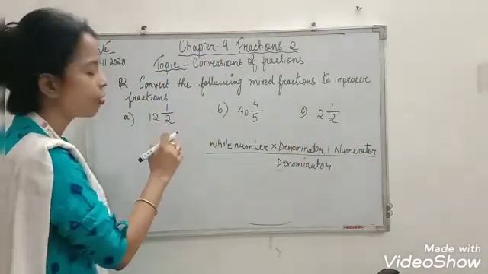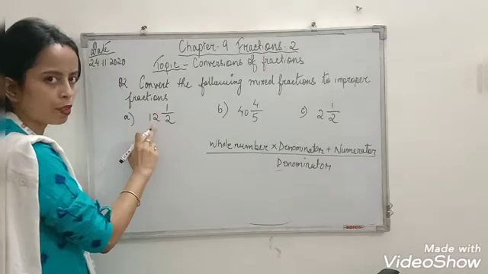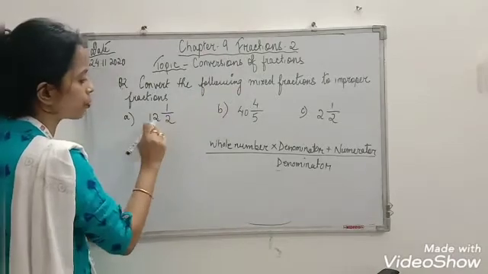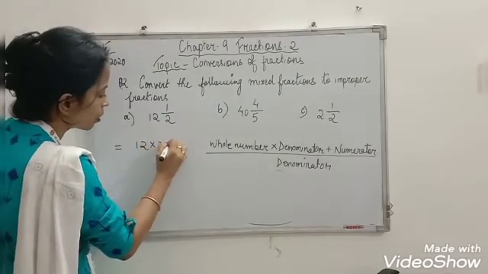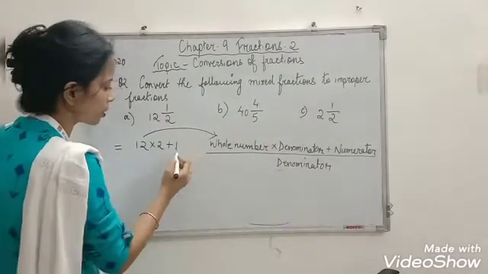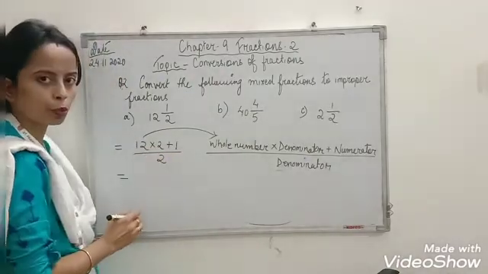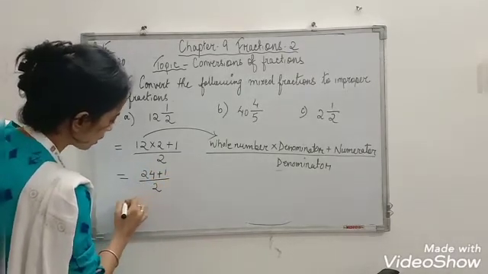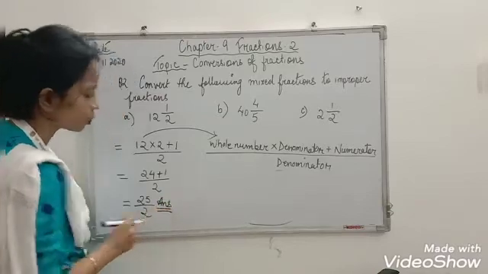Now here you see this example number A. Which one is whole number? 12. Okay? 1 by 2 is the fractional part, a proper fraction. So to convert this mixed fraction to improper fraction, what are we going to do? Whole number is 12. 12 into 2 plus 1. 12 is what? Whole number. 2 is denominator. 1 numerator by the denominator. So 12 into 2, 24 plus 1 by 2 is 25 by 2. So the improper fraction is 25 by 2.